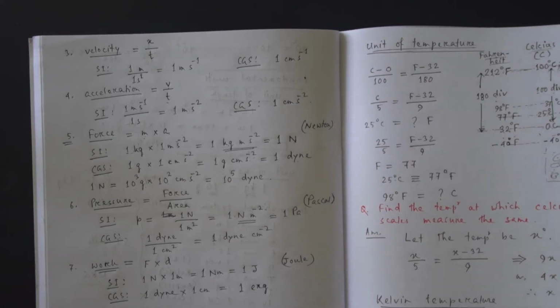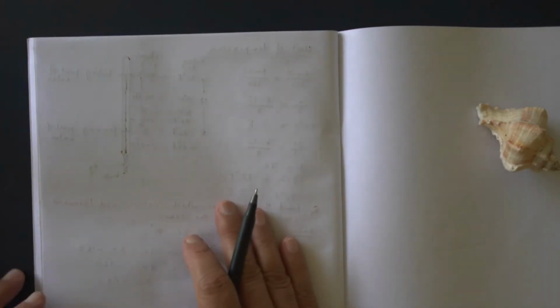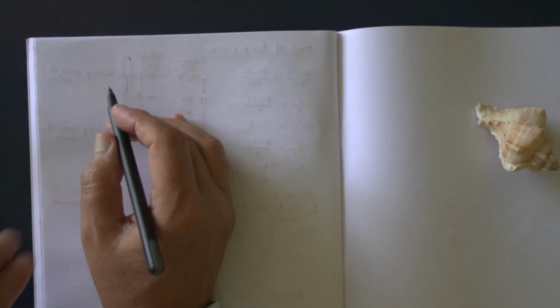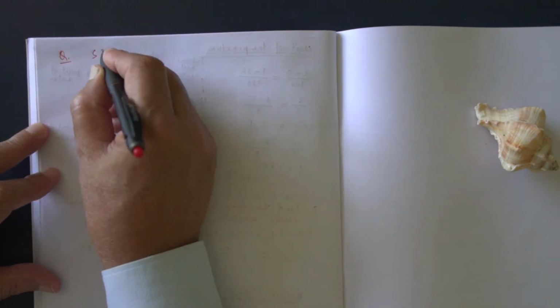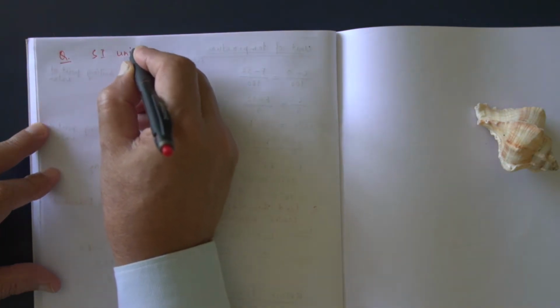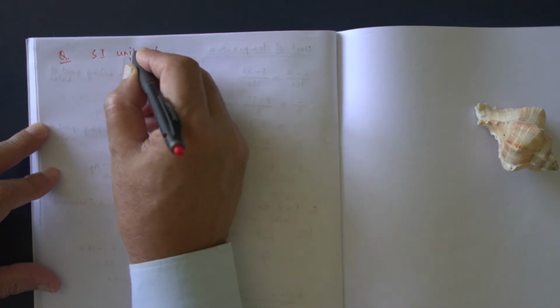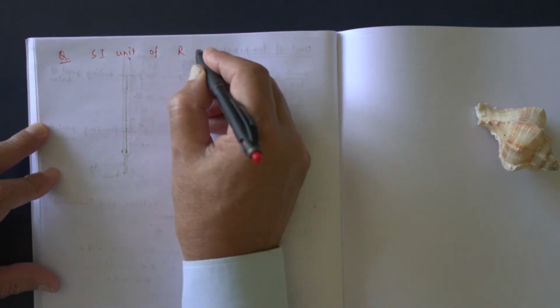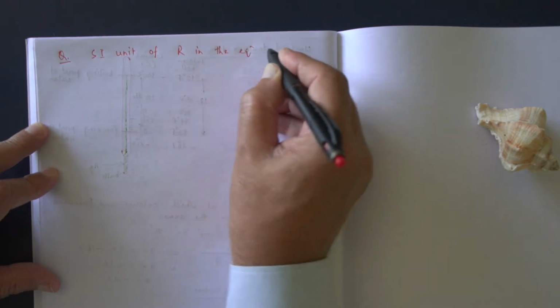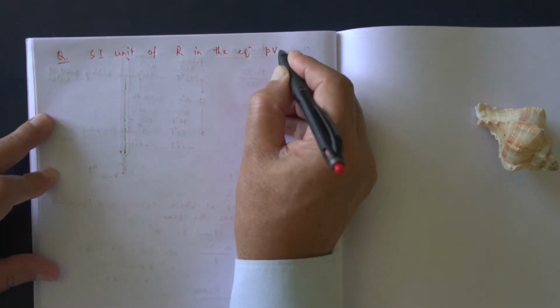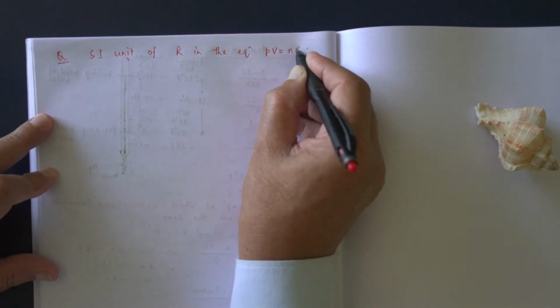মই এটা এক্সাম্পল দিছোঁ, চাবা এটা এক্সাম্পল দিছোঁ। ধৰা তোমাক কৈছে ফাইণ্ড say SI unit of R in the equation PV equal to nRT.